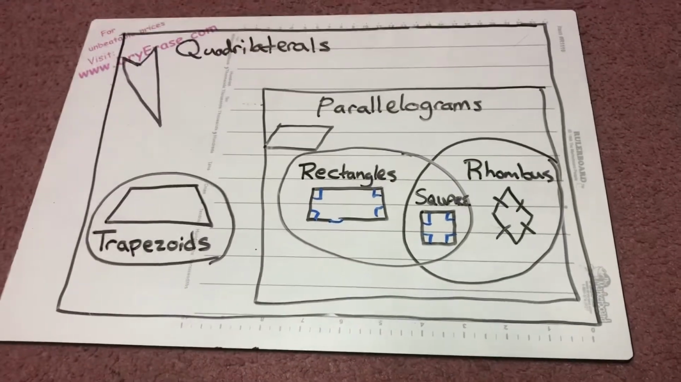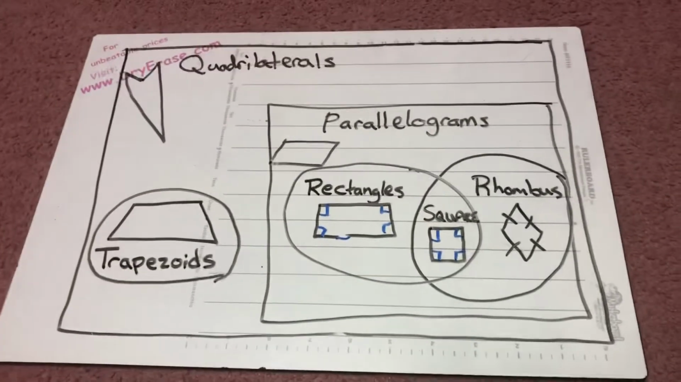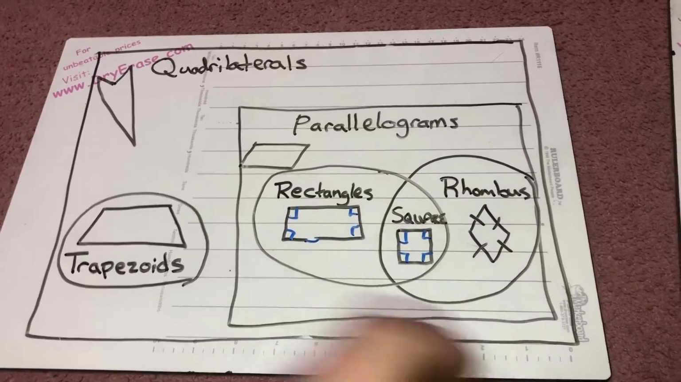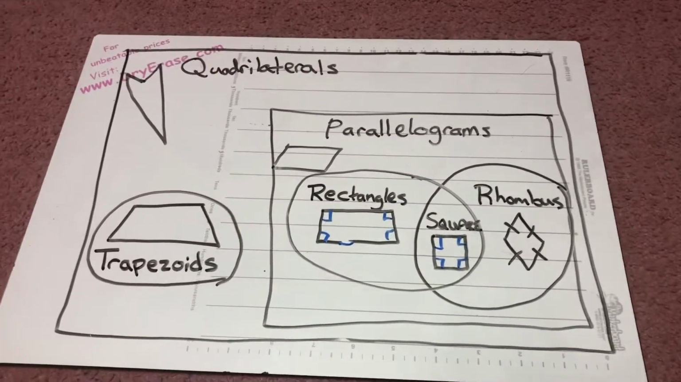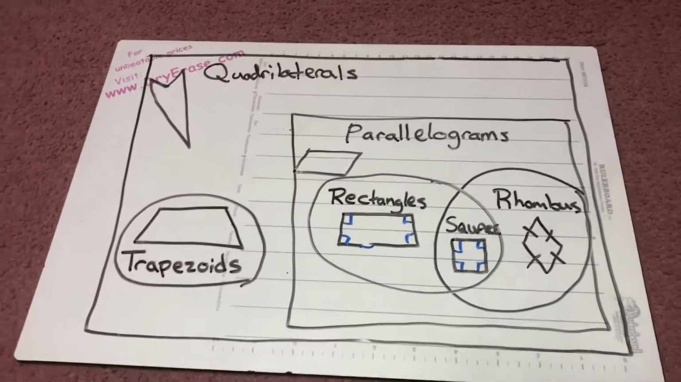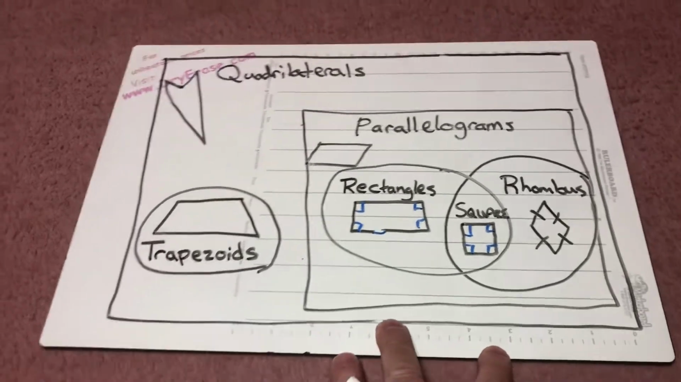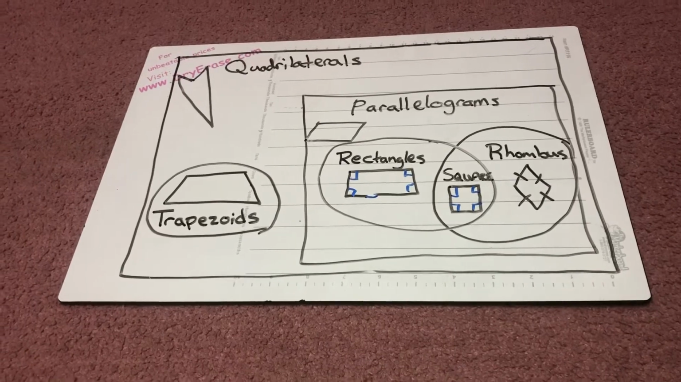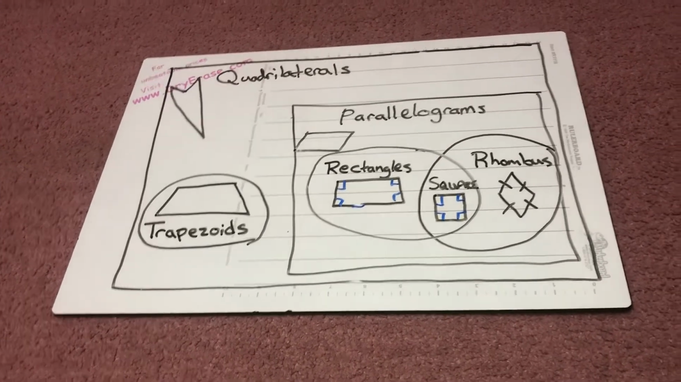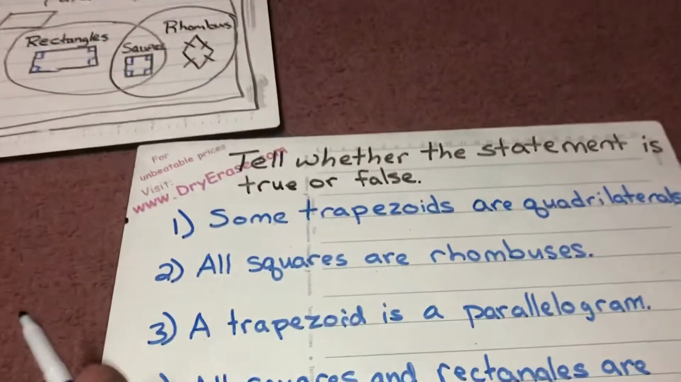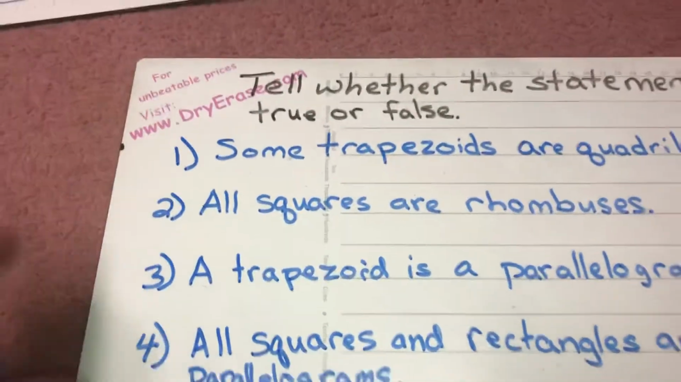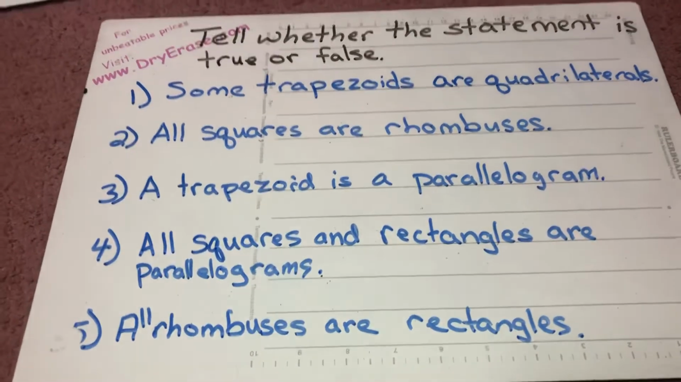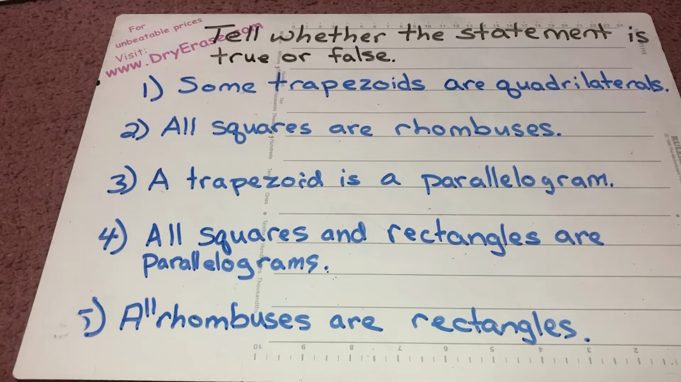So we're going to be using this Venn diagram to look at some different questions, and basically we're going to have to determine whether these statements about quadrilaterals are true or false. And so you're going to have to put something like this Venn diagram in your notes to help you answer these questions. We've got 5 examples, and the one set of directions we need to focus on today is: tell whether the statement is true or false. Okay?